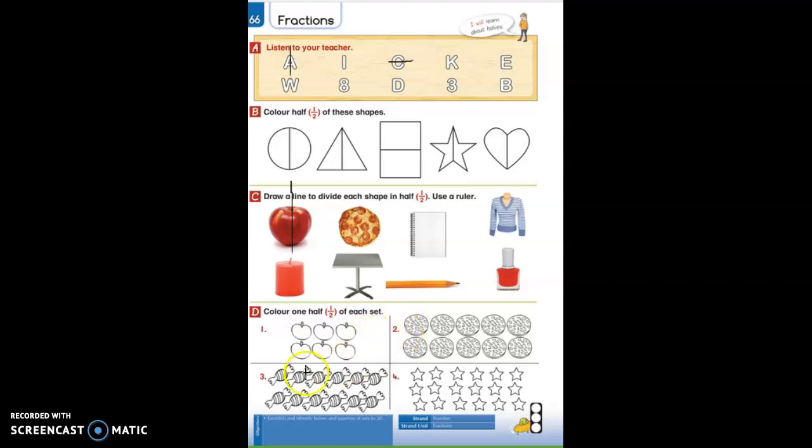You can try question 2, 3, and 4 and color in half of each set. Good luck.